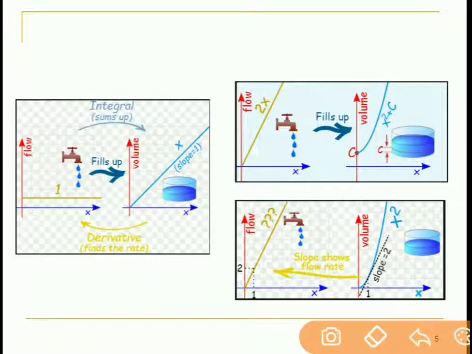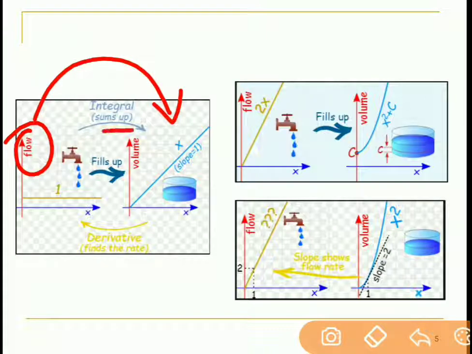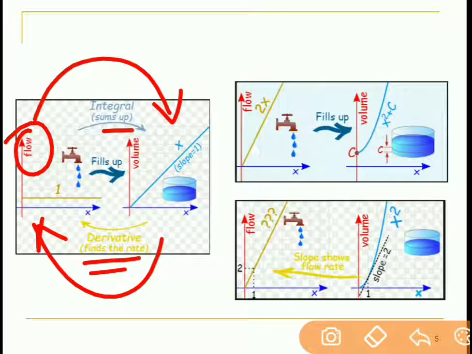Fine. So what is the conclusion? The conclusion is when the flow is given, then we can convert it into the volume with the help of integration. And if volume is given, then we can convert it into the flow rate with the help of differentiation. So differentiation represents the rate of change of volume with respect to time.